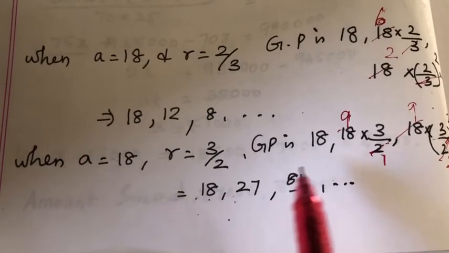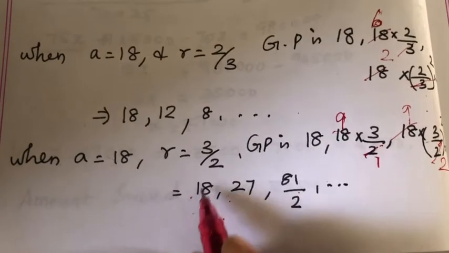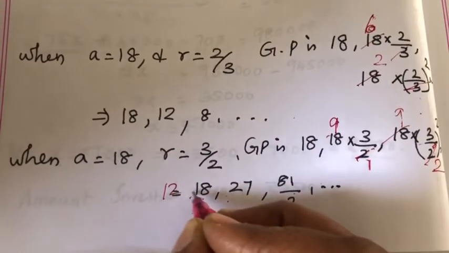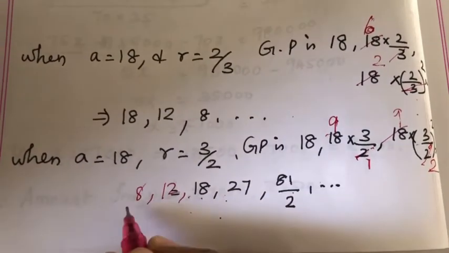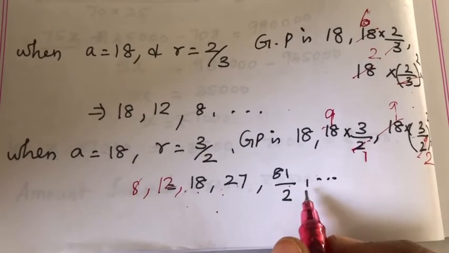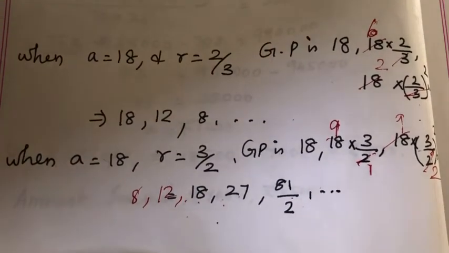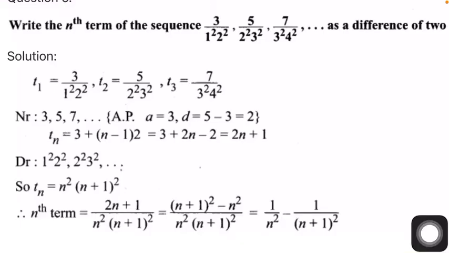18, 27, 81 by 2. So the previous number will be 12. Before this, what will it be? 8. So 8, 12, 18, 27, 81 by 2, it will go on. Next question.